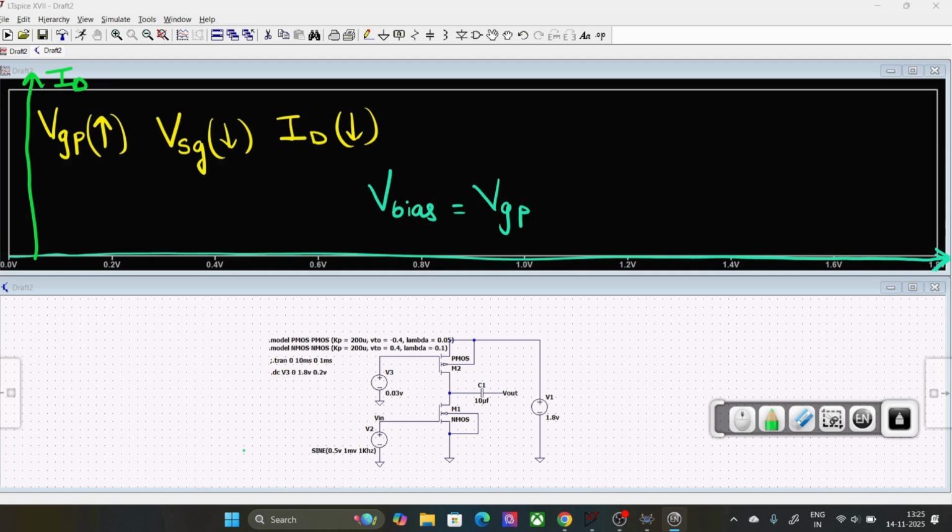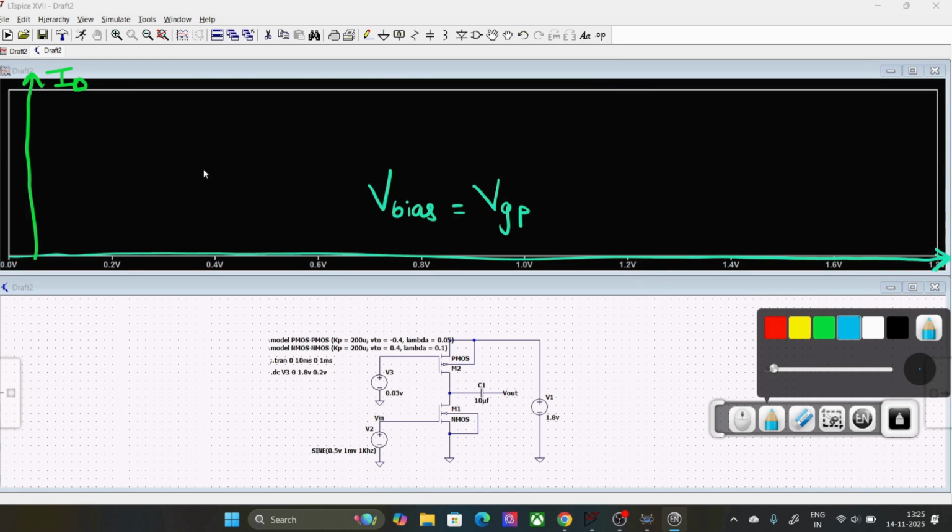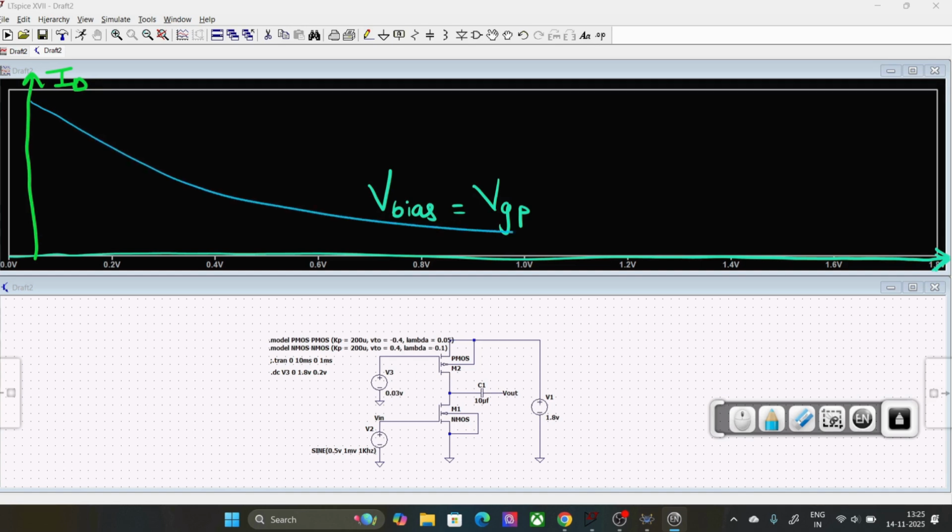Alright, I believe that you all have tried your best. Now it's my turn to explain. So this is the curve that we should experience. That means my ID, I'm just showing it to you roughly, ID should decrease something like this. ID should decrease with respect to Vbias. The value of ID decreases with respect to Vbias.